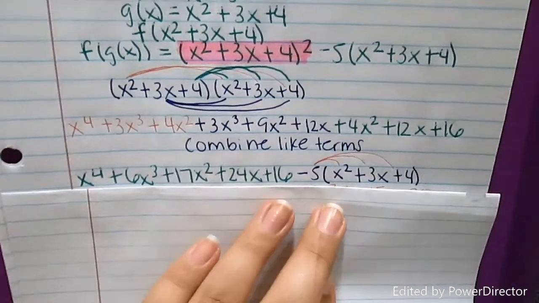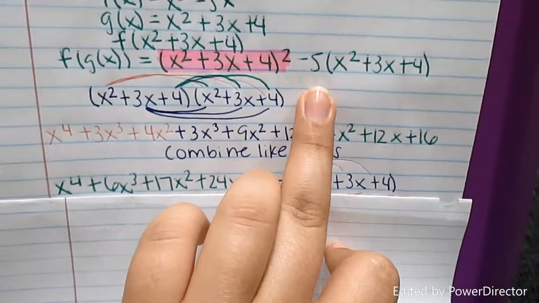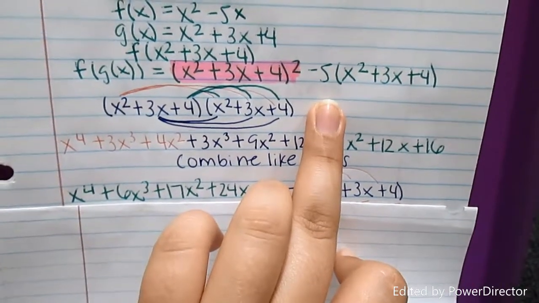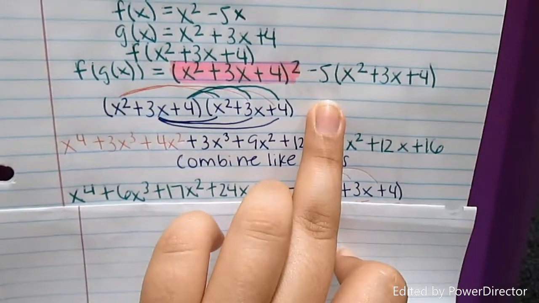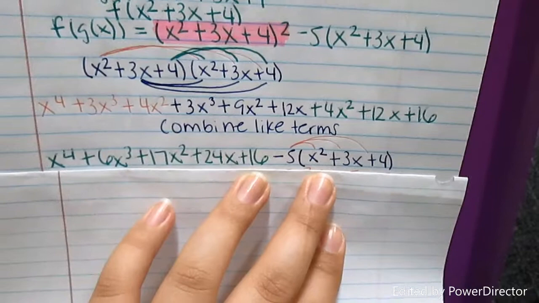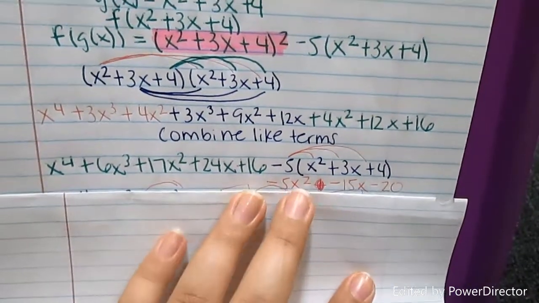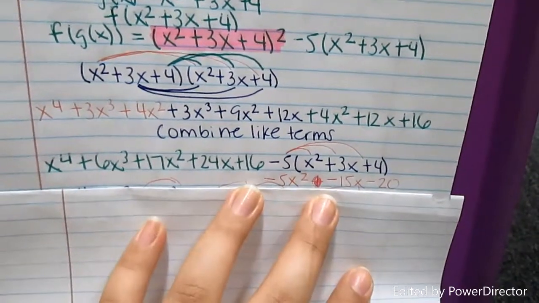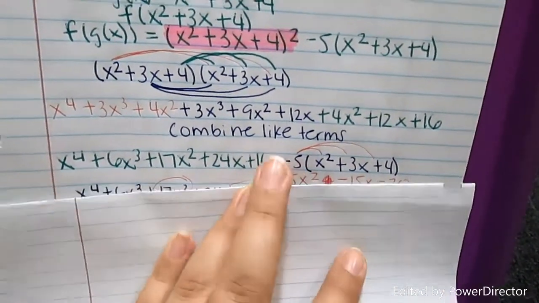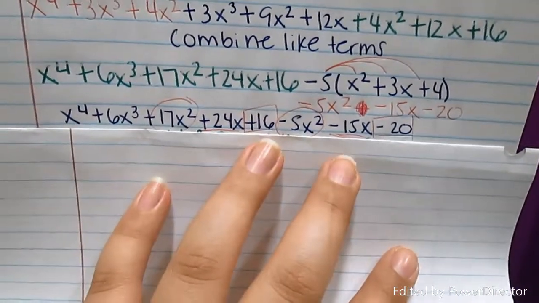Now, over here you can see that I added the second part of the equation, which was negative 5x, and then in parentheses x to the second plus 3x plus 4. So you want to distribute that as well. That comes out to negative 5x to the second minus 15x minus 20. And you want to add this on to that part of the equation, and then also combine like terms.